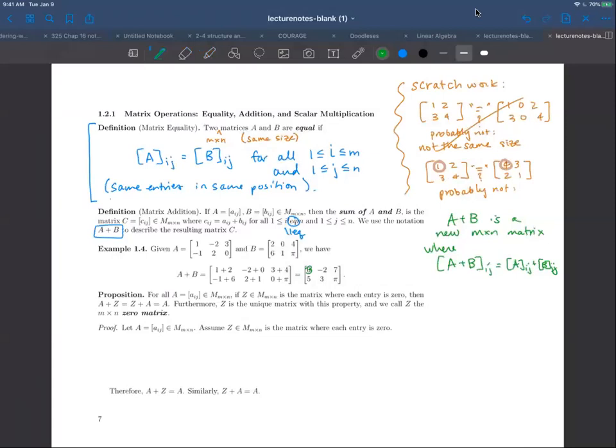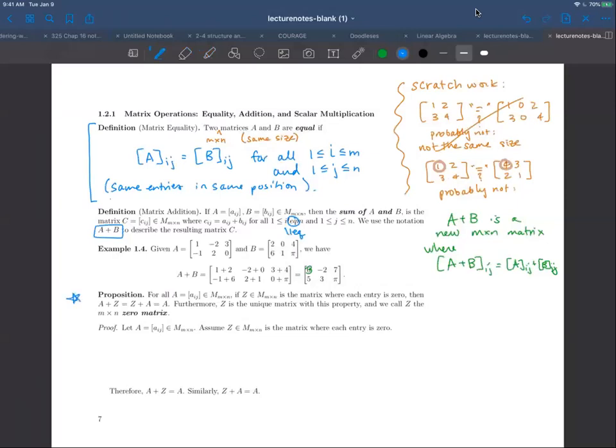Okay, so we've got this notion of addition of matrices, right? We can just add them by adding up the same entries. And of course, we couldn't do this if they weren't the same size. So most of these definitions are going to have to tell us something about the size of the matrices that make them compatible. Now, what we see next is this thing called a proposition.